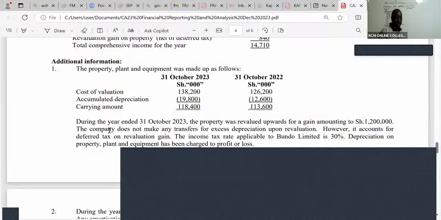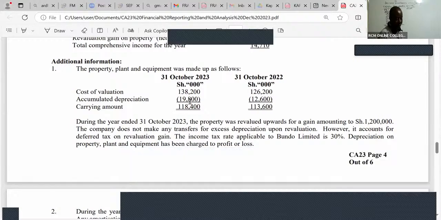So what have they told me here, ladies and gentlemen? You can see here, we have accumulated depreciation. This is very, very important to me. End of 23, it was 19,800. End of 22, it was 12,600. So I can see the increase. Let me just read further here.